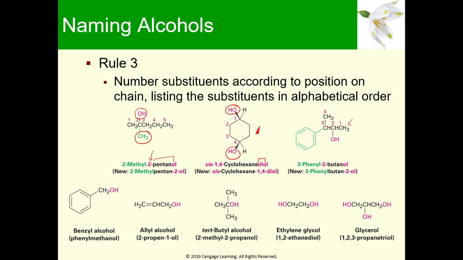So, what is the parent chain here? So, 4 carbons long. So, that's a meth, eth, prop, but, butane. But we drop the E, we'll make it ol. So, butanol. Now, where is the OH? The OH is at carbon position number 2. So, that's why it's called a 2-butanol. Now, we have another substituent here, a phenyl group. So the phenyl group is at position number 3. That's why this is called a 3-phenyl 2-butanol.